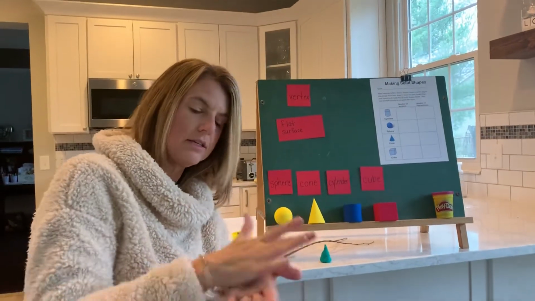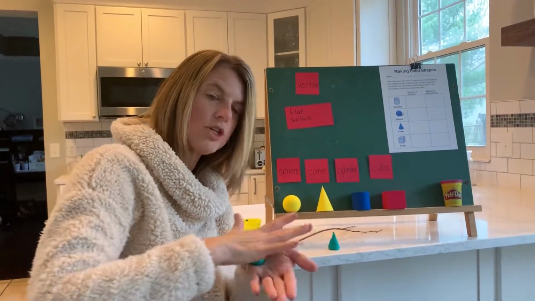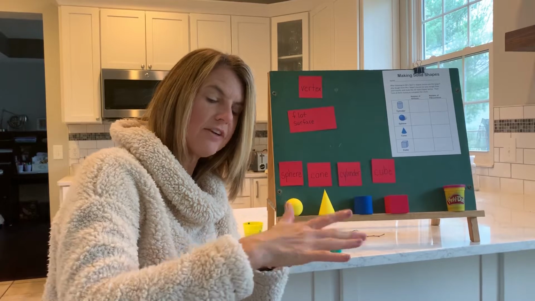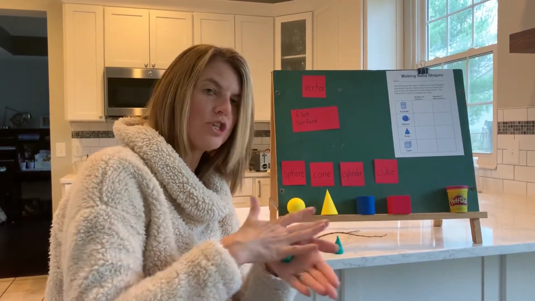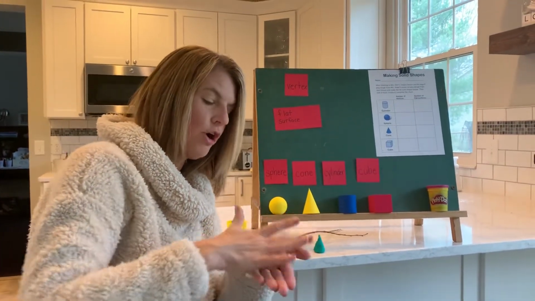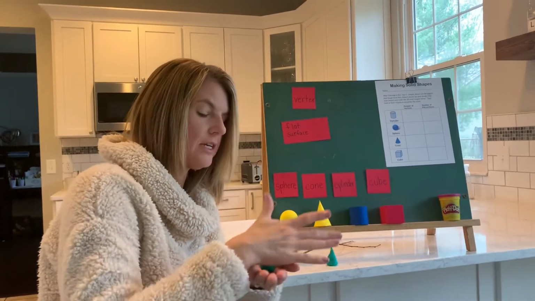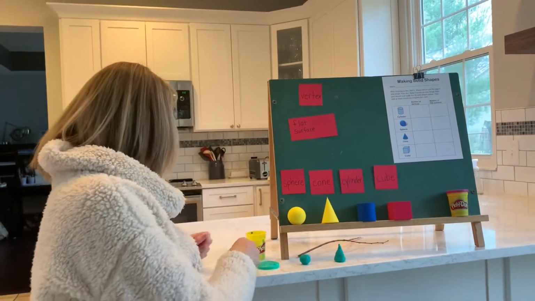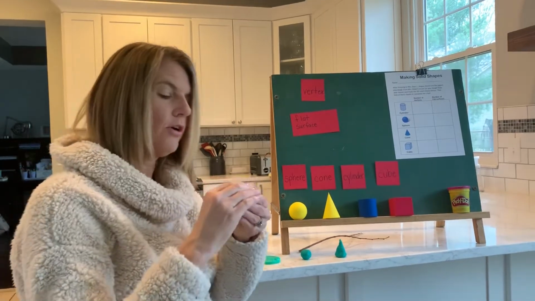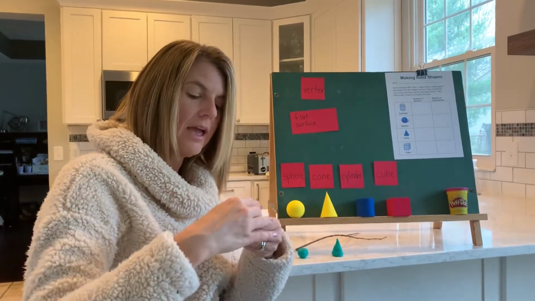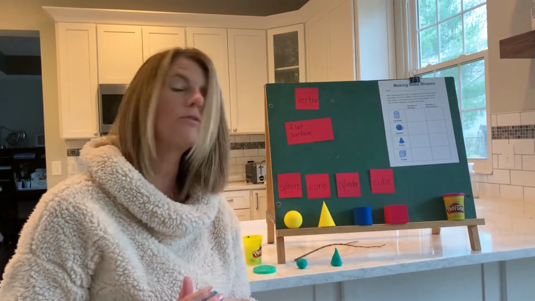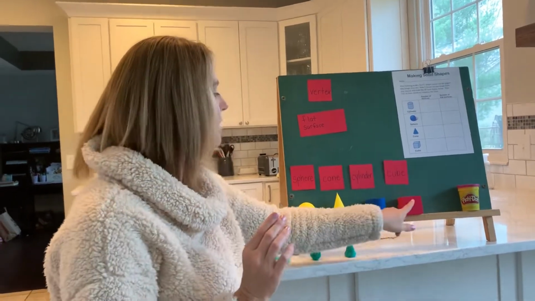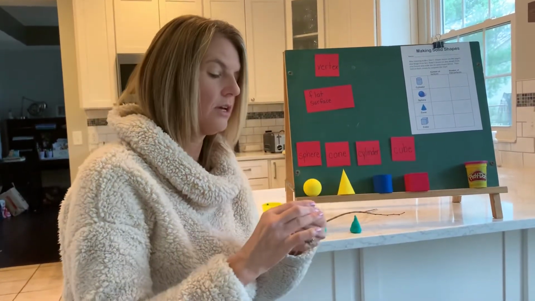Use my hands and I'm rolling. Should I have any flat surfaces in a sphere? All sides should be curved. There's no vertices or flat surfaces in a sphere. So I made a sphere. Then I took another glob of Play-Doh and I'm gonna make a cube. This one was challenging. Cubes have many flat surfaces.